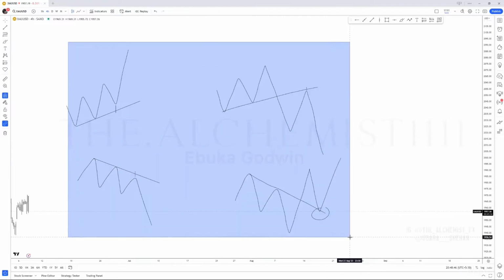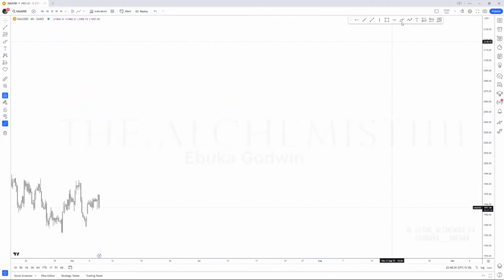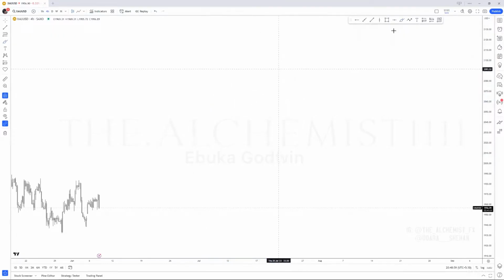I'll show you examples. And the next one will be a reversal trend line that is something like this. So we could draw it like this. Like I told you, the first thing should be a key level.